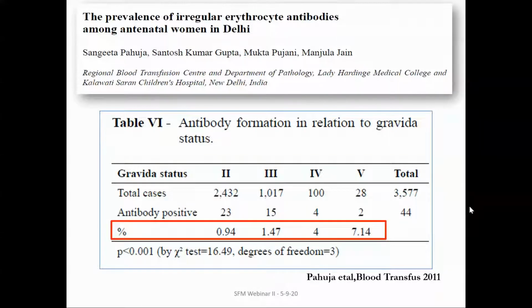For example, if you look at this row, if the prevalence of such antibodies is as low as 0.9 in the second pregnancy, when you go to the 5th pregnancy, which is not uncommon in many parts of India, you would expect irregular erythrocyte antibodies to be seen in up to 7% of Rh positive females. So the point that I was trying to make from this particular case is that if you have the wherewithal to do an antibody identification, it certainly does help, as is seen in this particular case.